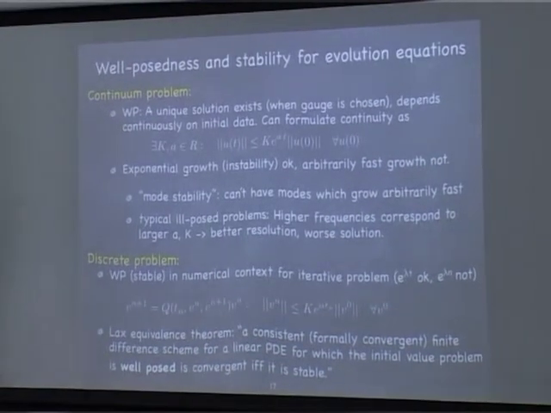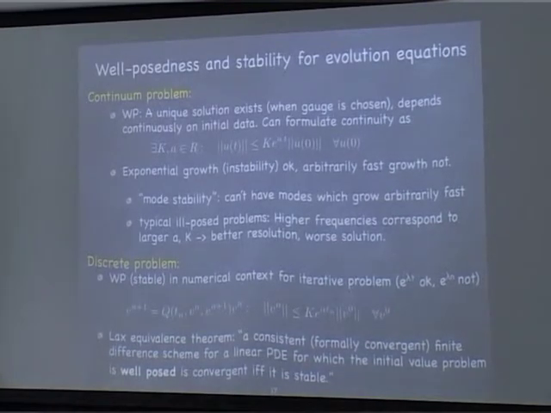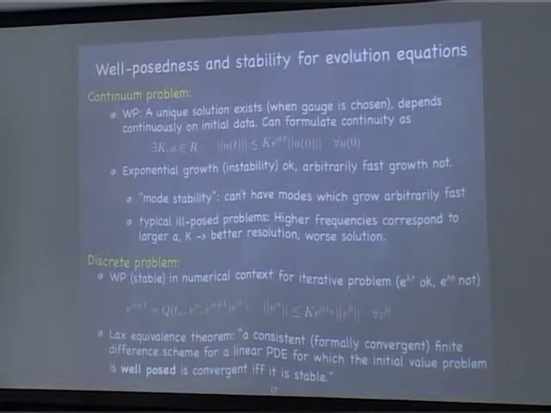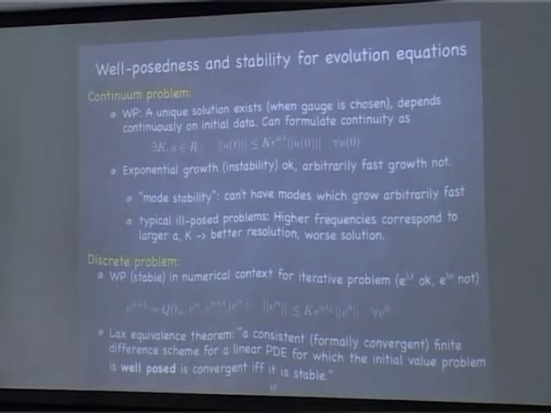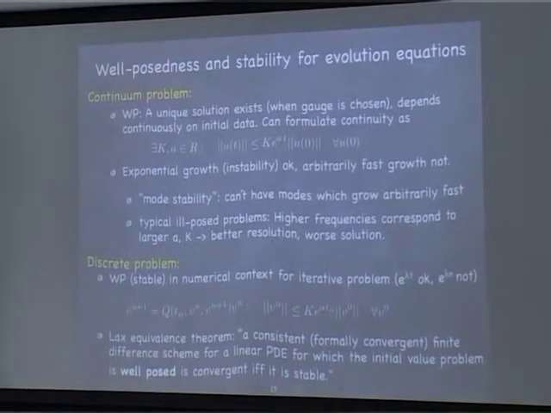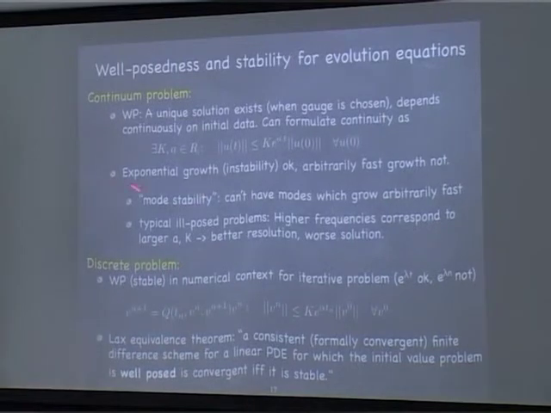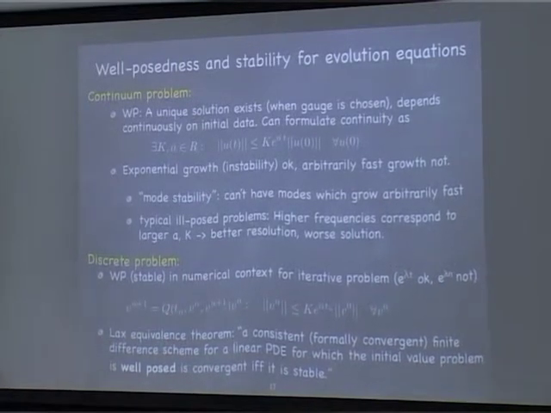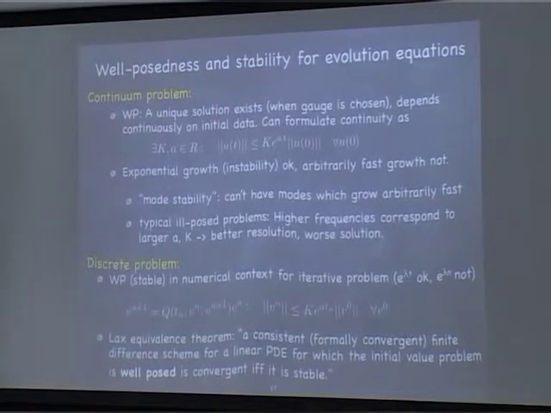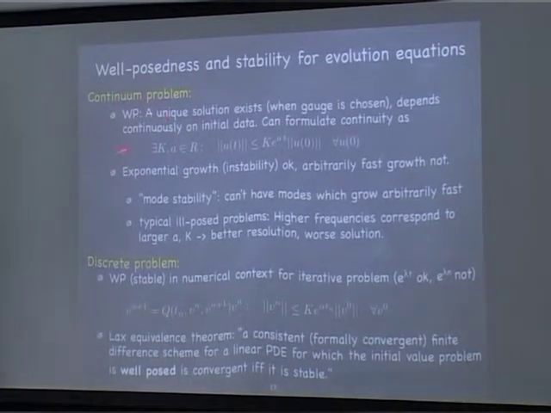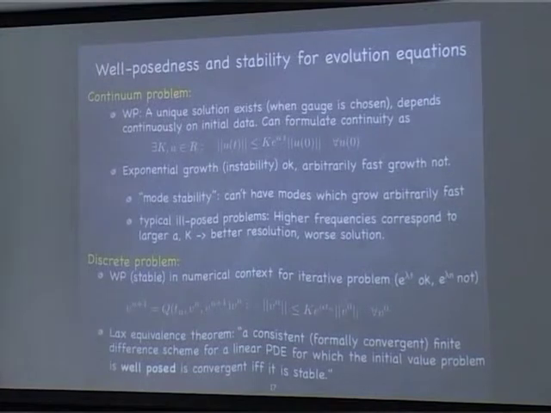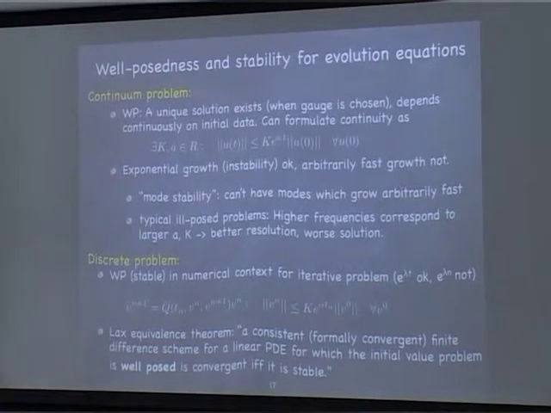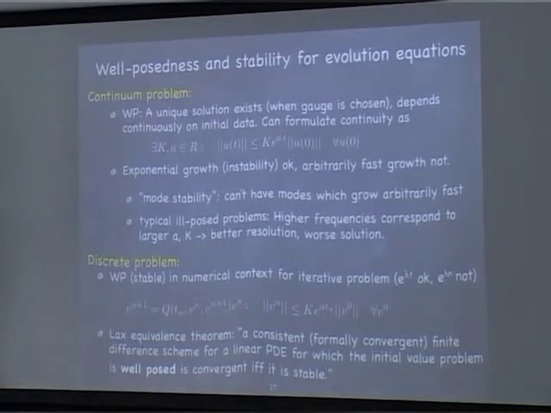Okay. So we talked a little bit about these basic concepts. Now let's make some definitions. First, a definition that we can work with, a practical definition of well-posedness of an evolution equation. And we first look at the continuum problem, so the partial differential equations. And so we define well-posedness, I will usually abbreviate this as WP, that a unique solution exists. And we have to remember that if you apply this to gauge theories like GR or Maxwell, that first you have to choose a gauge, because otherwise you don't have a unique solution.